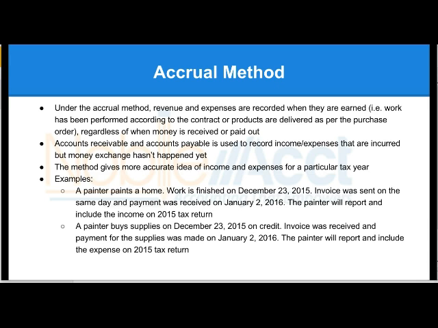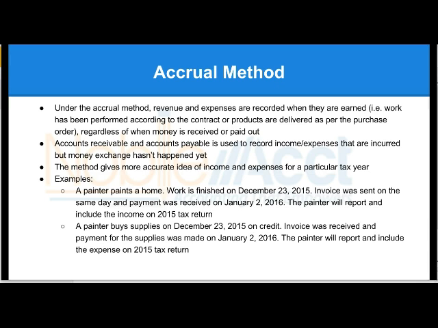So let's take the same painter's example that we reviewed under the cash method of accounting. So let's say a painter paints a home. The work is finished on December 23, 2015. The invoice was sent to the client on the same day, and the payment was received on January 2nd of 2016. And in this case, since the work was performed in 2015, the painter will be reporting the income on the 2015 tax return, even though the cash was received in 2016.